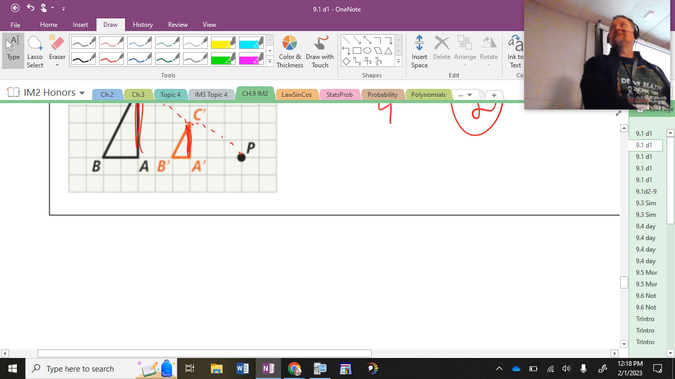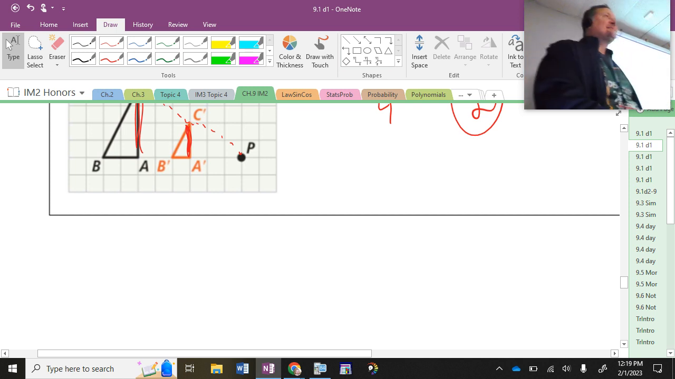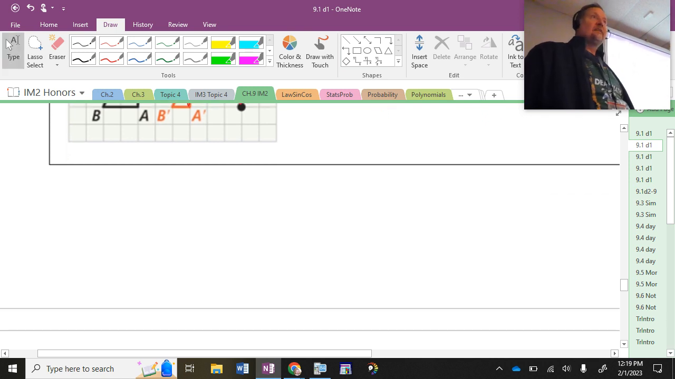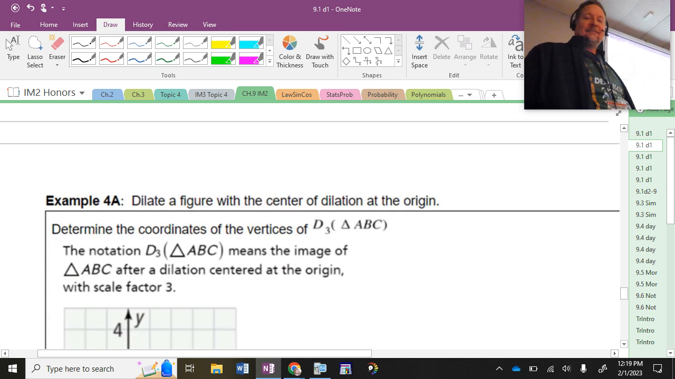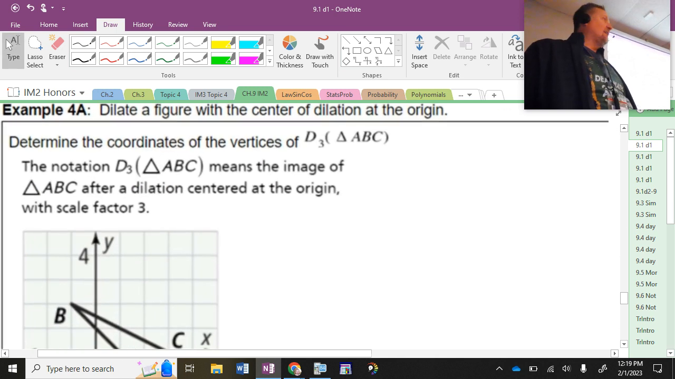Do you remember, Winston? No one else is talking to me. Do you guys remember doing the distance formula in here? It was in conic sections. Okay, now, huh? What?